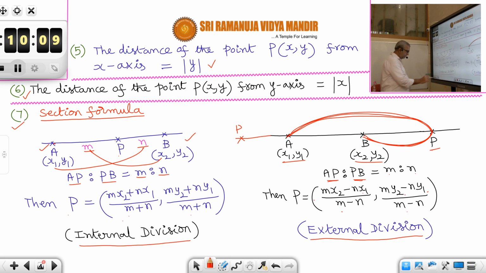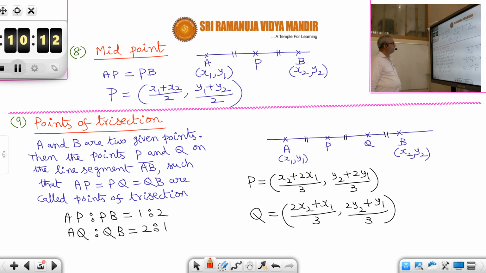Okay. So let us see the next formula. Midpoint. Suppose A, x1, y1, B, x2, y2 are 2 points. Then P is exactly the midpoint. That means AP and PB are equal. Then what are the coordinates of P? So the coordinates of P are simply x1 plus x2 by 2, comma y1 plus y2 by 2. So that is the formula for midpoint. x1 plus x2 by 2, comma y1 plus y2 by 2. So arithmetic mean of the x coordinates, comma arithmetic mean of the y coordinates.